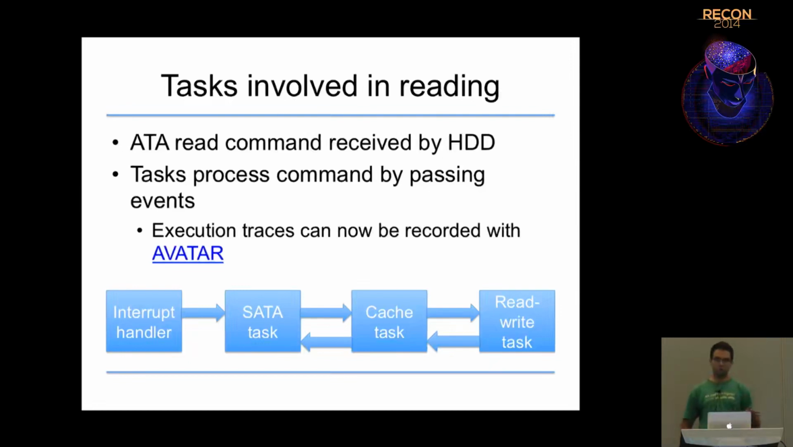So when I did this work, I didn't have Avatar yet. Afterwards, I created the Avatar framework to make this analysis easier and to record traces of the execution. But as it turned out, this is still tricky because the trace I got is not identical to what is really executed on the hard drive. This is mostly because the timing is really destroyed if you use Avatar to record traces.